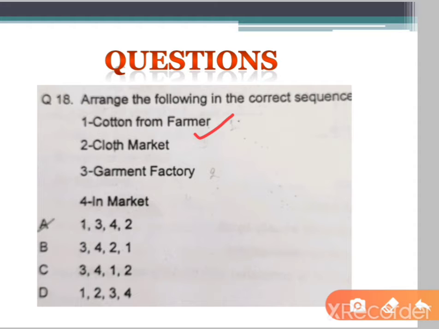Then you go to the garment factory where the cotton is being converted into a piece of cloth, and then my piece of cloth from the garment factory goes to the market, and it finally reaches the cloth market. So my option A is going to be the correct option.